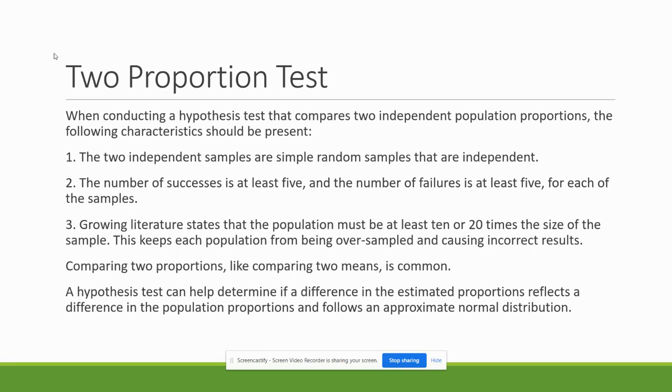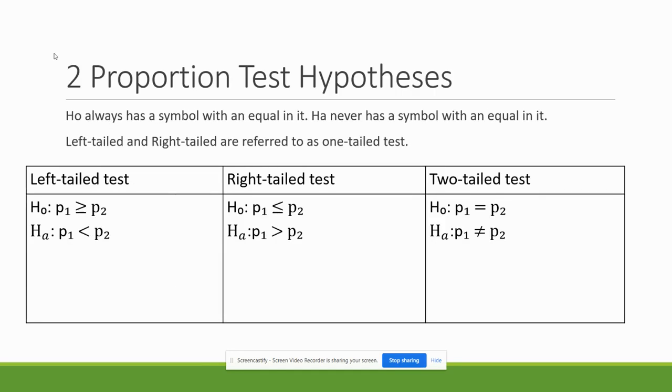So comparing two proportions is a lot like comparing two means. And a hypothesis test can determine if the difference in the estimated proportions reflects a difference in the population proportions, and it's going to follow an approximate normal distribution. So it's going to follow that normal distribution curve like what we saw in one proportion test. So for the hypotheses, remember these are a lot like what you've seen before. We're dealing with two group proportions, proportion of group 1, proportion of group 2, and we're comparing those based on the directions. Again, remember the null hypothesis always has to have that equal sign in it.